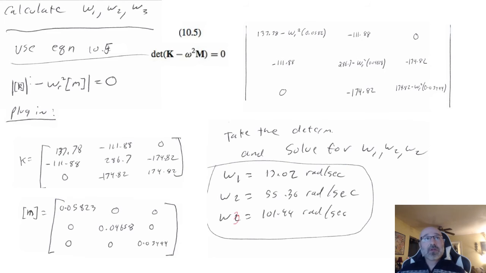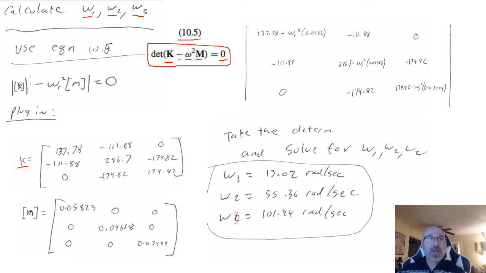As we continue with our solution to this problem, the next thing we're asked to solve for is omega 1, omega 2, and omega 3. So we can go to equation 10.5 in our textbook, and we see the determinant of our K matrix minus omega squared times our M matrix is equal to 0. So we can plug into this.